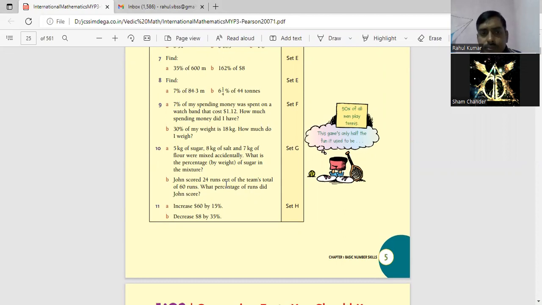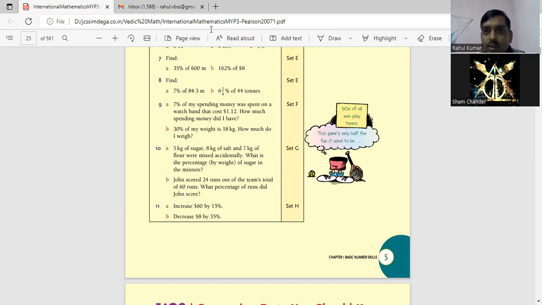5 kilograms of sugar, 8 kilograms of salt, and 7 kilograms of flour were mixed incidentally. What is the percentage by weight of sugar in the mixture? So how can you do it? Yes, sir. First, 5 plus 8 plus 7 will equal 20. So 20 times 5 will equal 100, meaning 25% is sugar, sir.